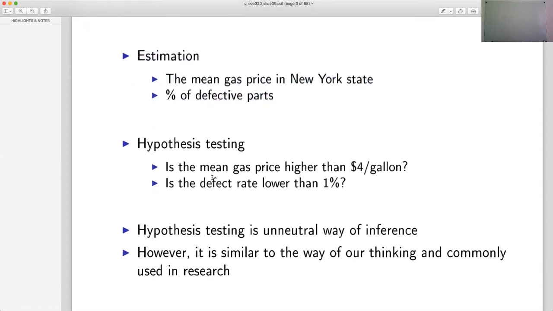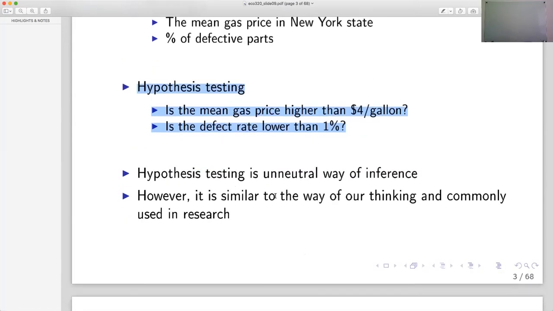Hypothesis testing is where we are actually testing how confident you are. For example, you can say, based on some sample I have, the mean gas price in New York is $2.5 or whatever dollars per gallon. But you want to test against it. So for example, is the mean gas price higher than $4? This is something you are testing. Or is the defective rate lower than 1%? You want to get some statistical result instead of just an average.